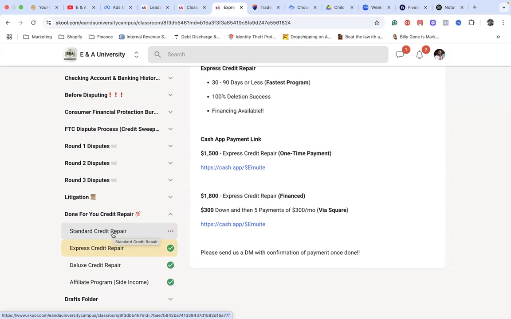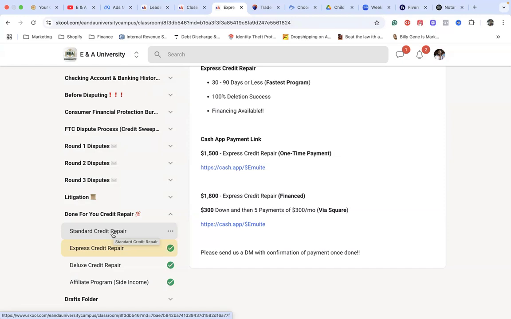Statistically, out of standard, I have double the amount of express than I do standard. Because express is faster. Once they see express is faster and they see that the price is close, they're like, an extra 125 a month to get this done faster.